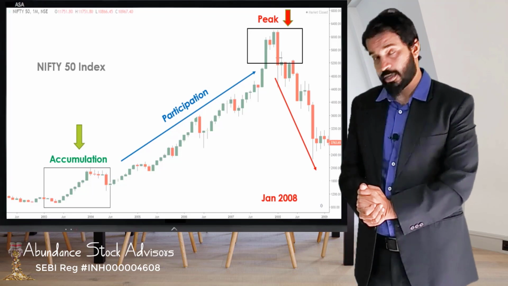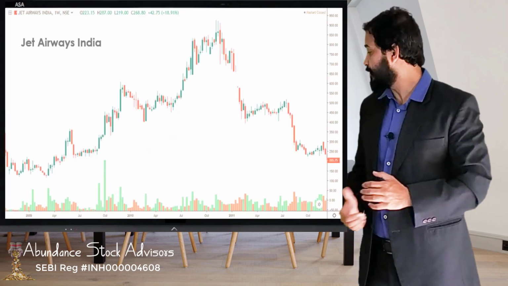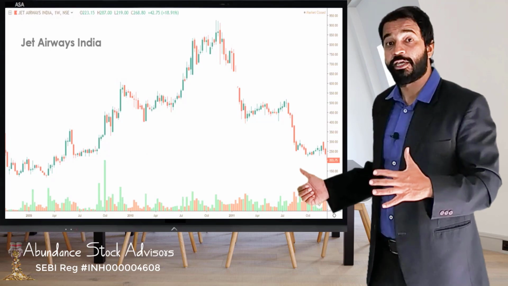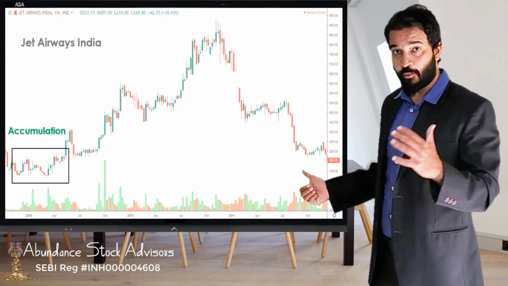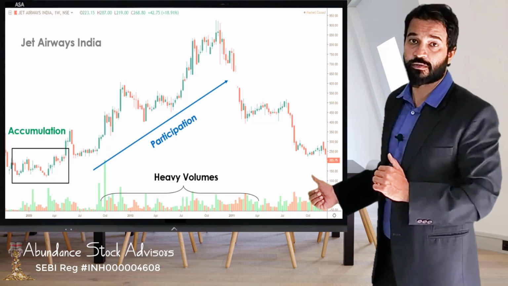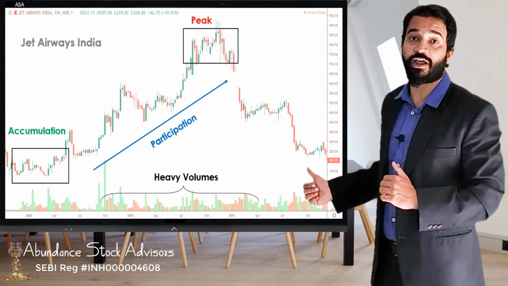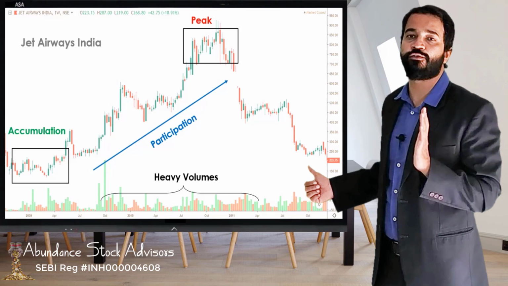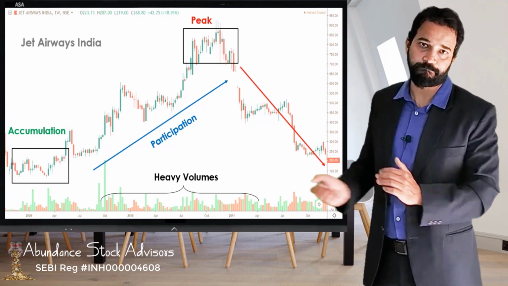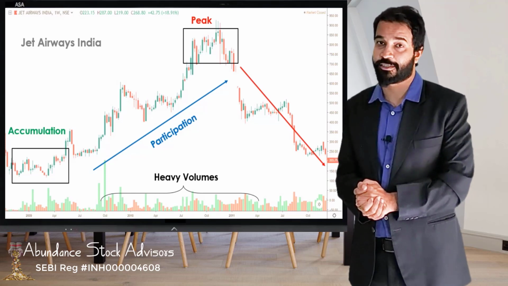Now, likewise, these three phases are applicable to individual stocks as well. Let's consider the example of Jet Airways between October 2008 and September 2011. In this example, Jet Airways was in accumulation phase from October 2008 till May 2009. Then the market shifted to the public participation phase with a huge increase in volume. The beginning of the bubble or the peak started in August 2010 and lasted till the end of 2010. This was the last phase of the primary uptrend, after which the stock fell. So now you know when you should be entering into a stock for maximum gains.